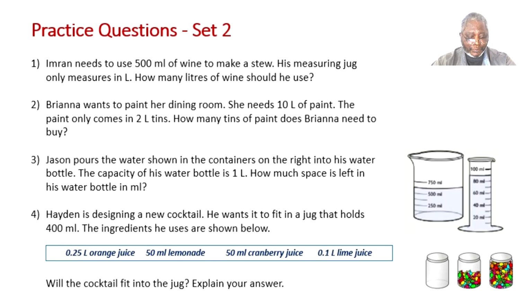And question 4. Hayden is designing a new cocktail. He wants it to fit in a jug that holds 400 ml. The ingredients he uses are shown below: 0.25 liters of orange, 50 ml of lemonade, 50 ml of cranberry juice, and 1.1 liter of lime juice. Will the cocktail fit into the jug? Explain your answer.